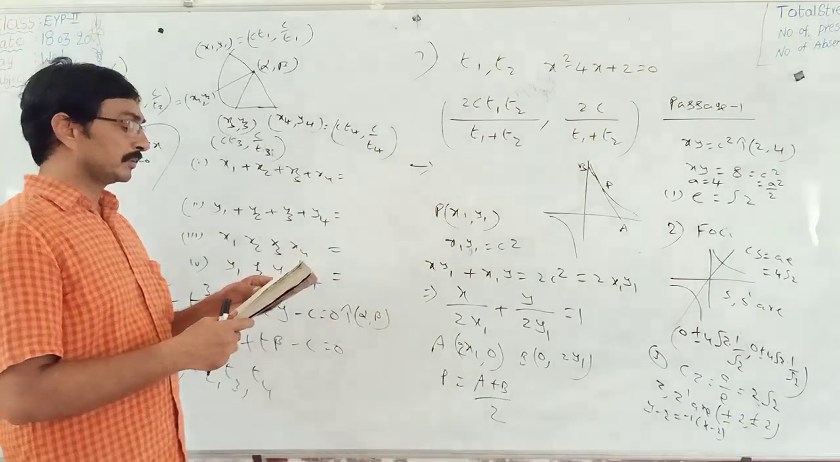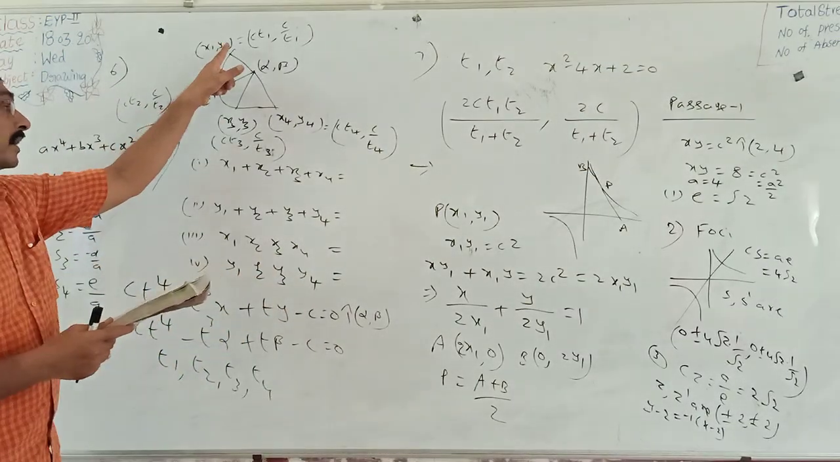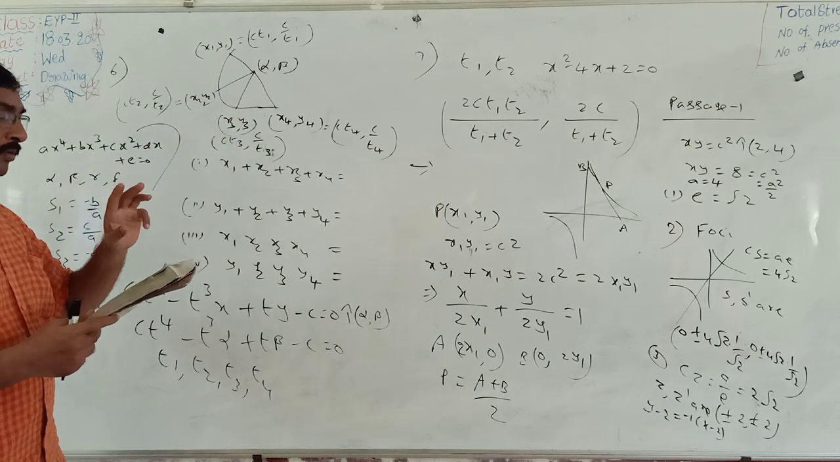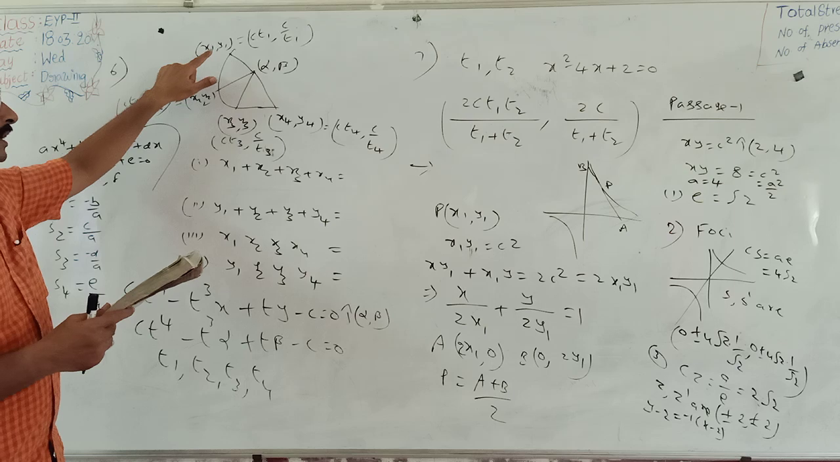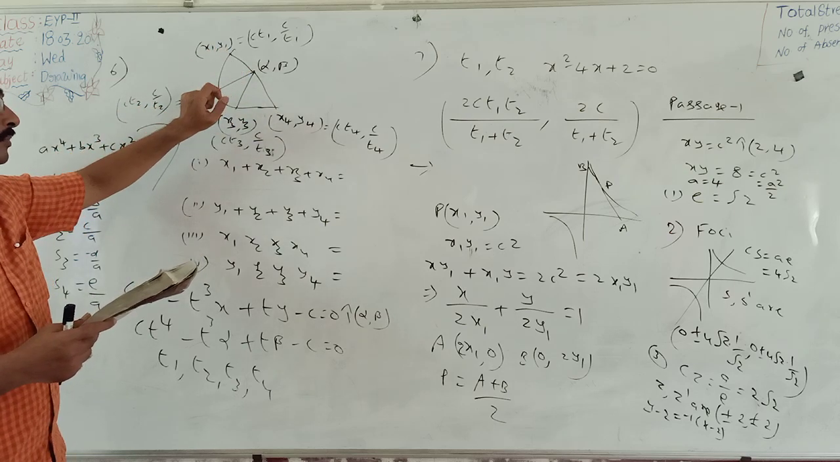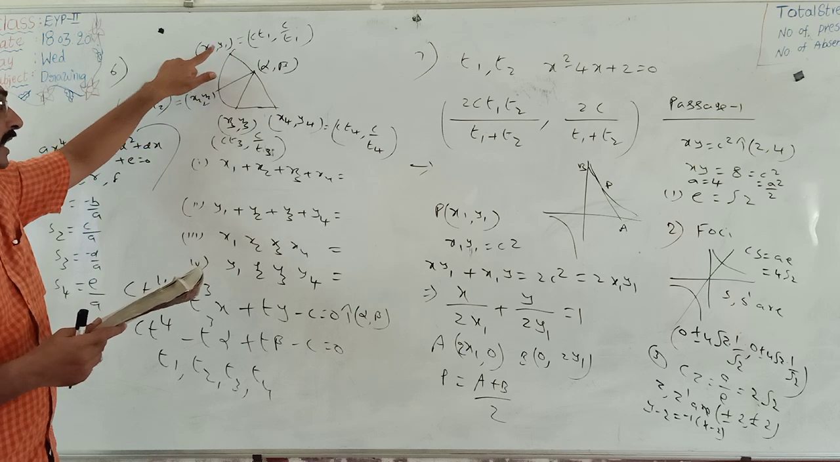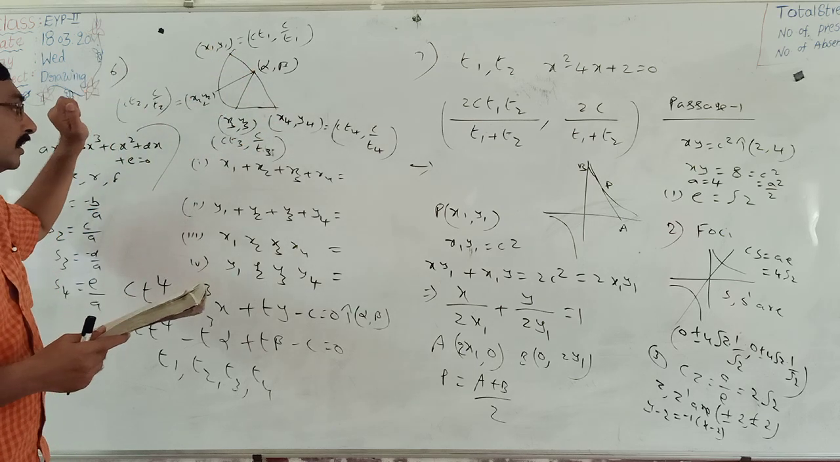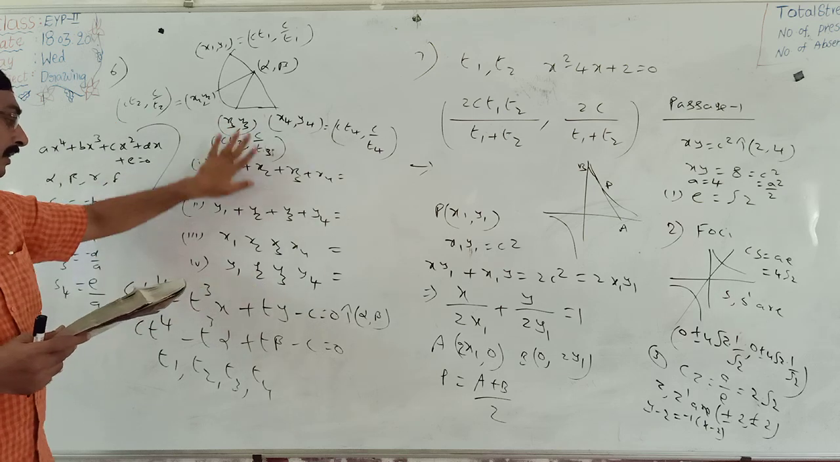See the meaning of the problem. This is the rectangular hyperbola xy = c squared. Four normals at 4 points concurrent at the point (alpha, beta) means the normals at these 4 points pass through the point (alpha, beta). These are required.